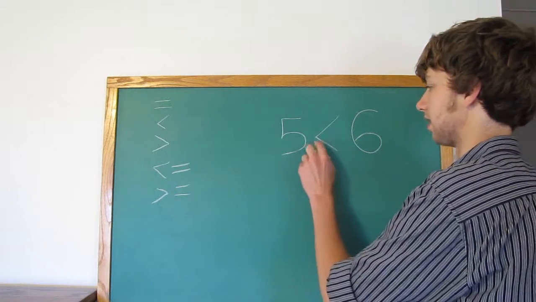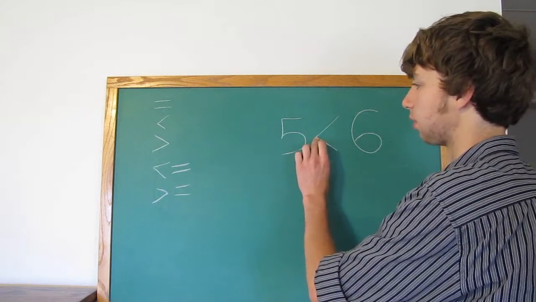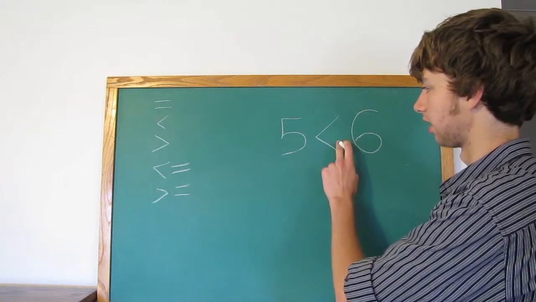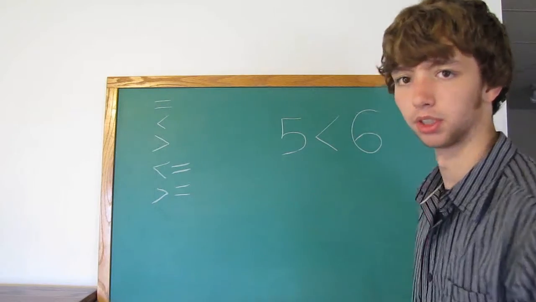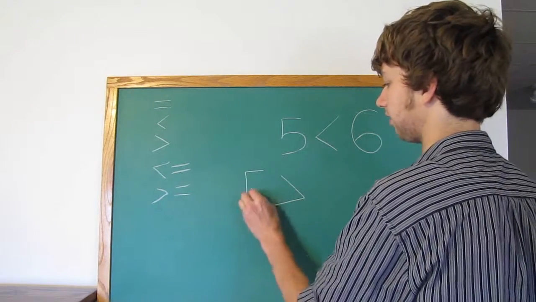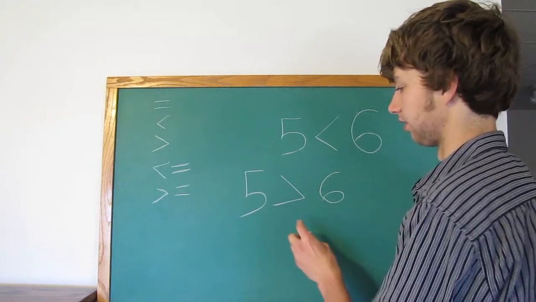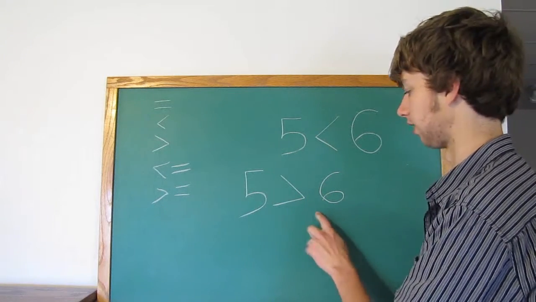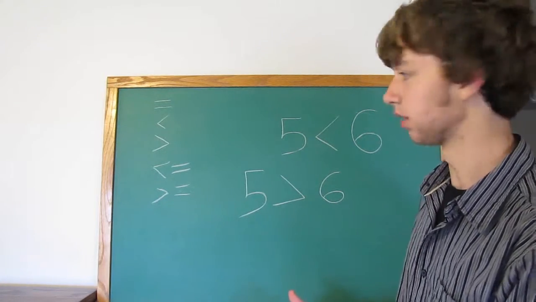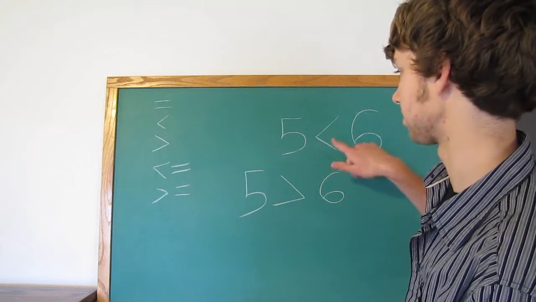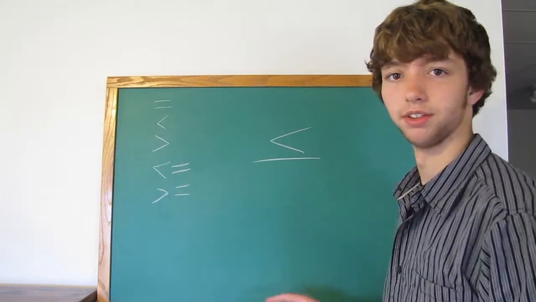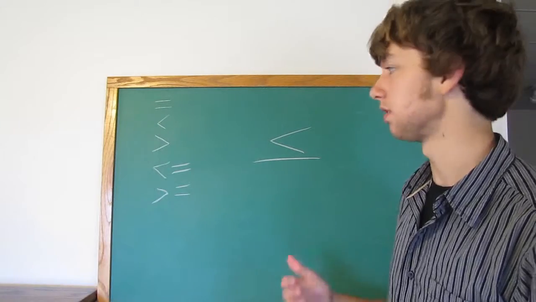So this is less than because the small side is pointing to the smaller number, and the larger side, this opening right here, is pointing to the bigger number. Basically, if you flip it and write 5 is greater than 6, that is not true. So if you need to compare something that is bigger, this is greater than and this is less than. You may have seen this before. This is less than or equal to something.